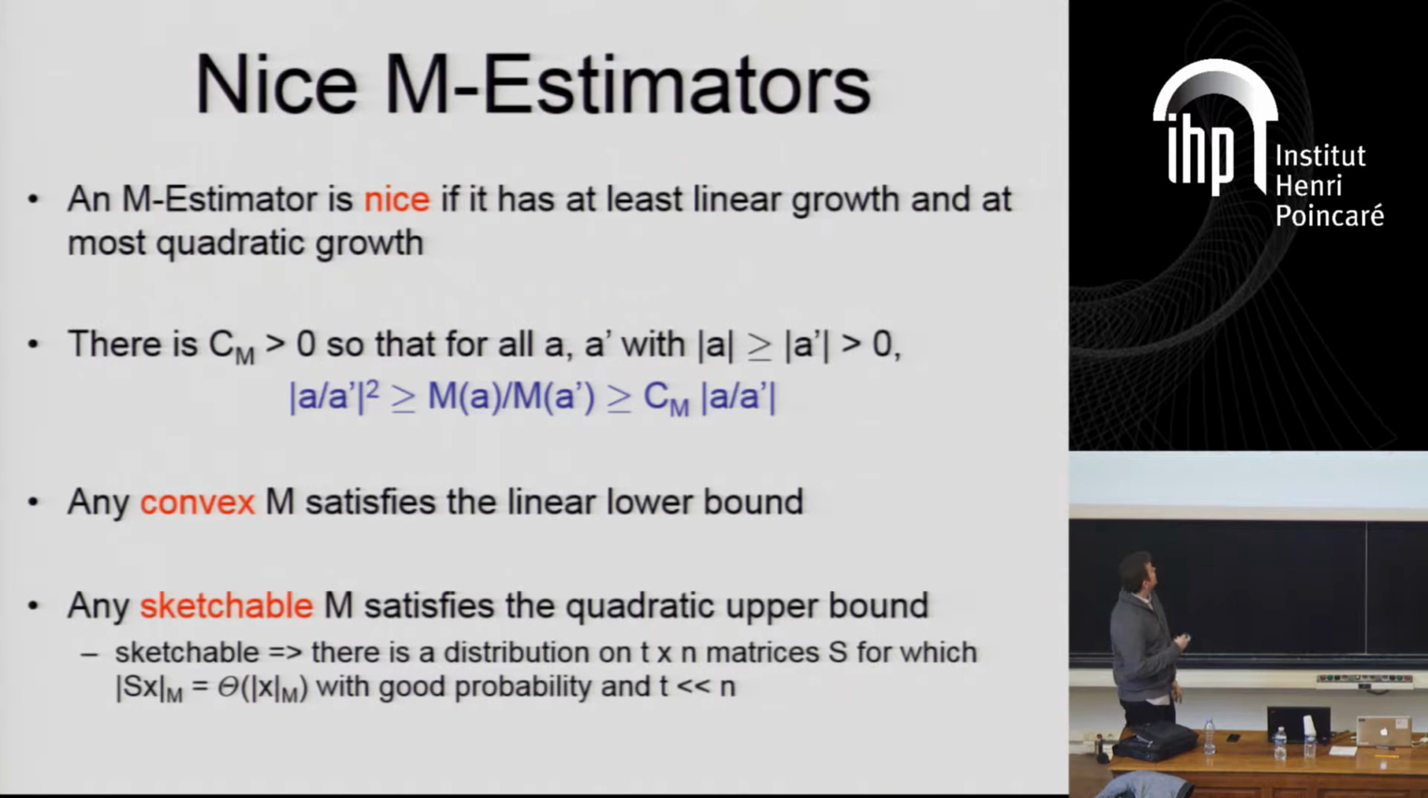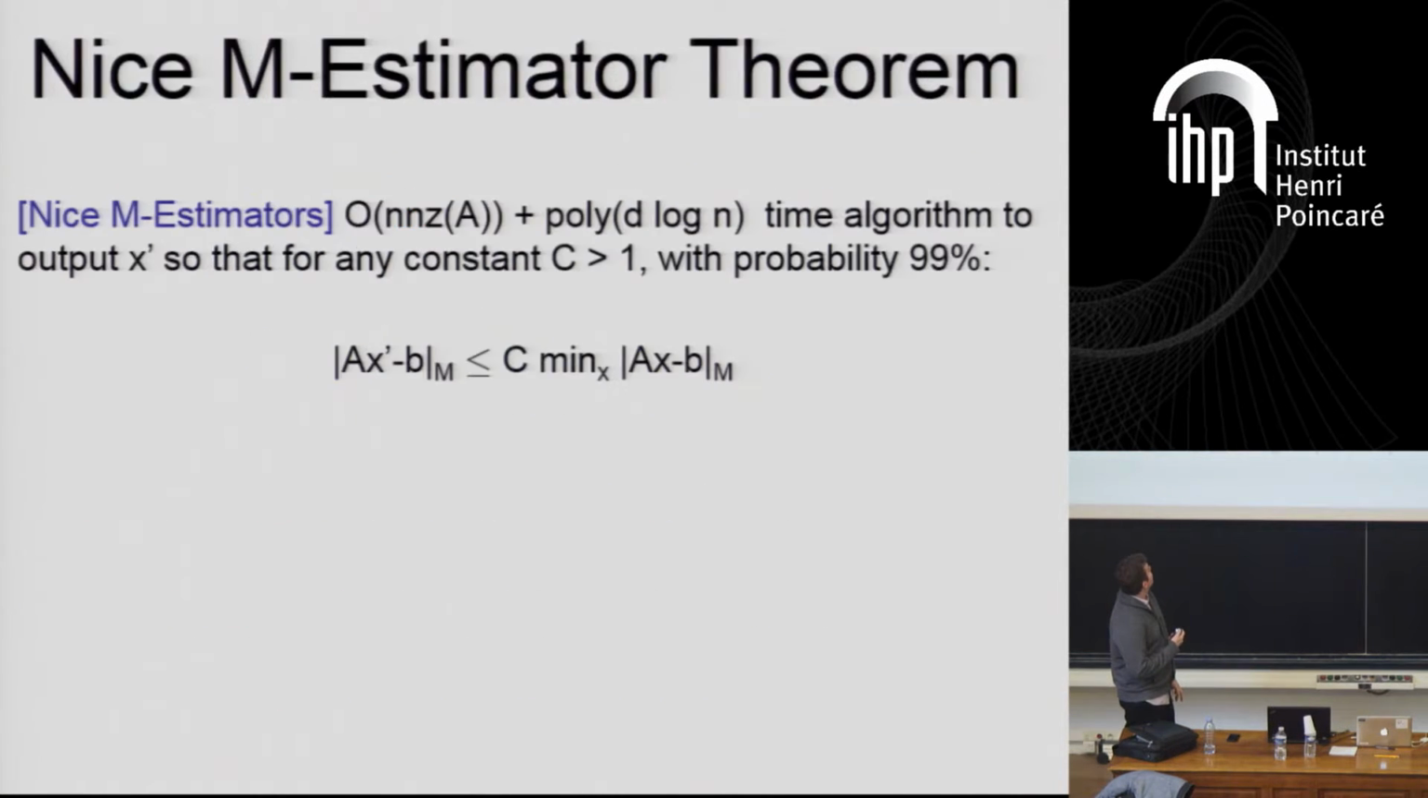Okay, so that's motivation for this. And our result is the following. In nnz(A) plus poly(d log n) time, we can output a solution x' which is a relative error approximation to the M-norm regression problem, for any nice M function. The cost of our solution is at most c times the cost of the optimal solution, where c is a constant greater than 1.